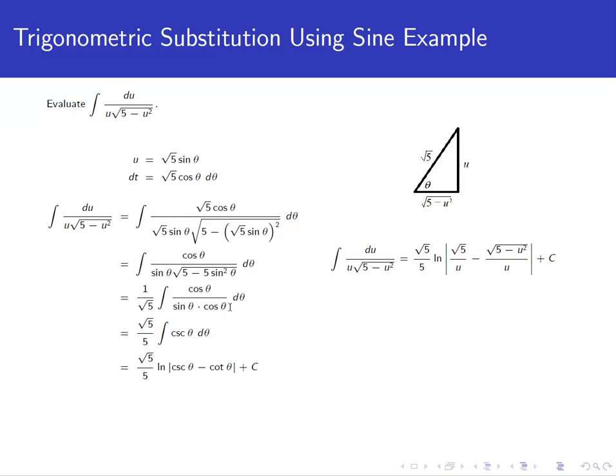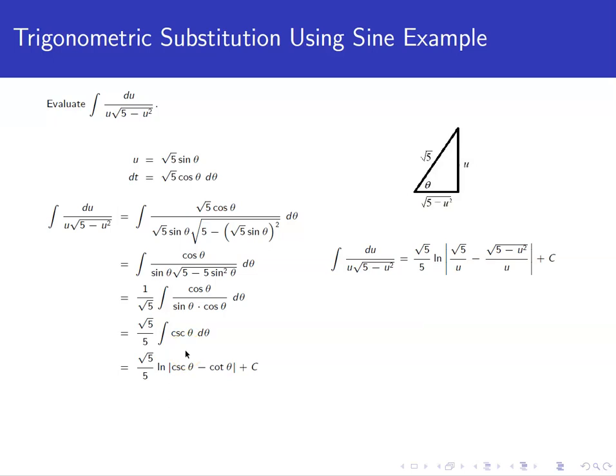With a cosine in both the numerator and the denominator, we can cancel those. We're left with 1 over sine, or better known as cosecant theta d theta. Rationalizing the denominator over on the outside, that's where the root 5 over 5 comes from. You could leave it as 1 over root 5. There's nothing wrong with that. Alright, antiderivative for cosecant theta is natural log of cosecant theta minus cotangent theta.